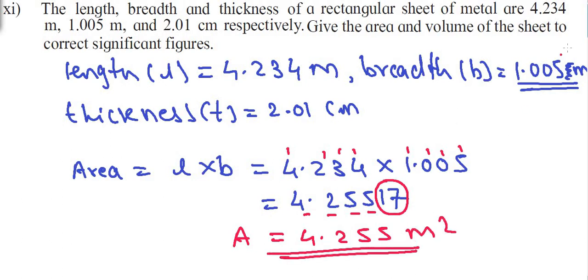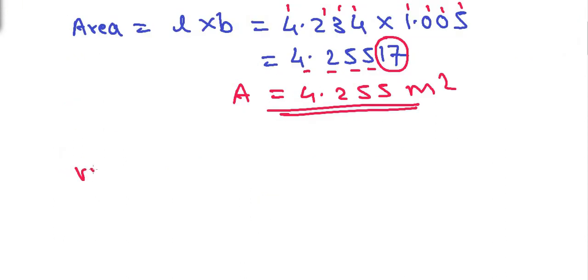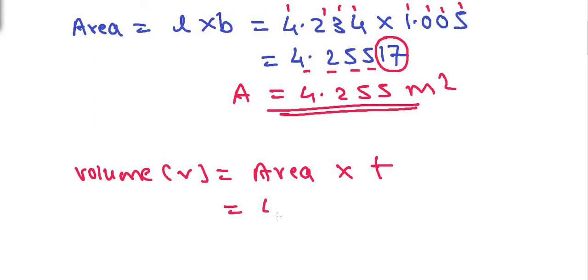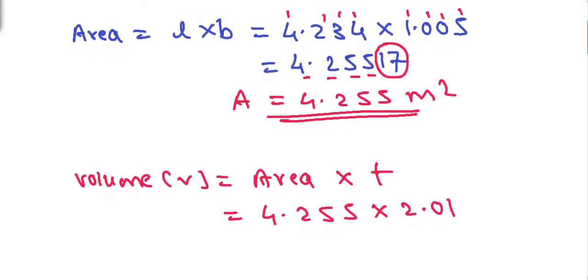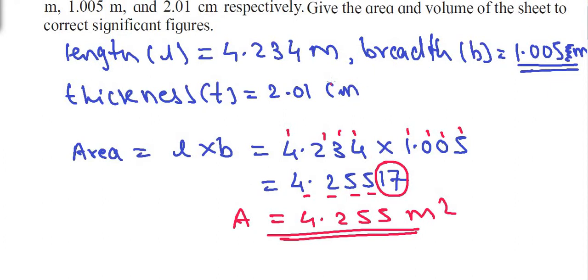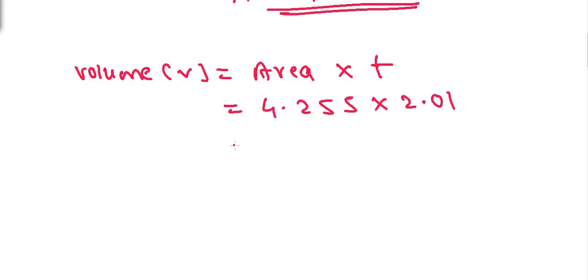Let us find the volume now. Volume V is equal to area multiplied by thickness. That is equal to 4.255 multiplied by 2.01. Now this is not meter, centimeter, this is meter. By mistake I had written centimeter here. This is meter only, meter. So volume is equal to 4.255 into 2.01 meter cube.